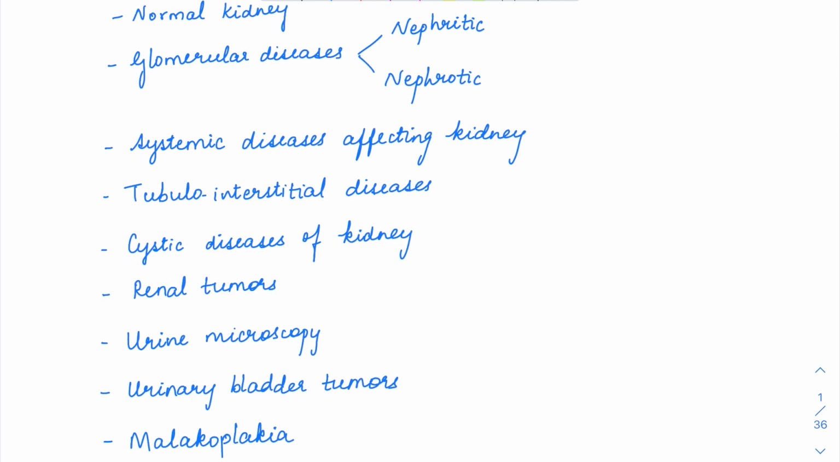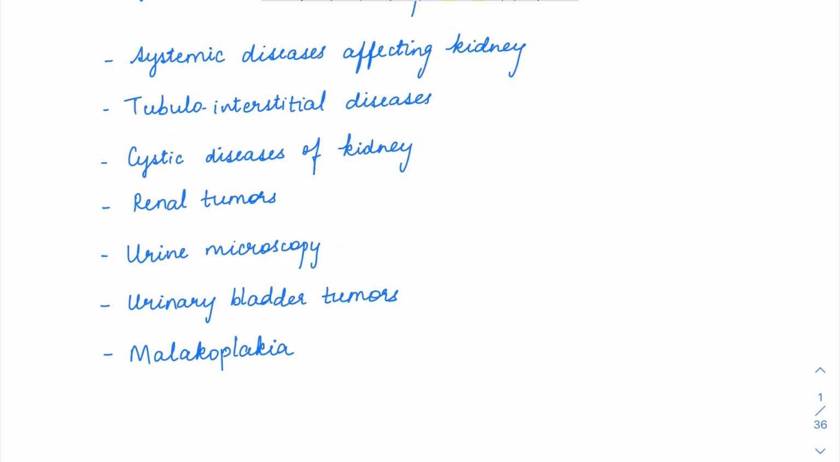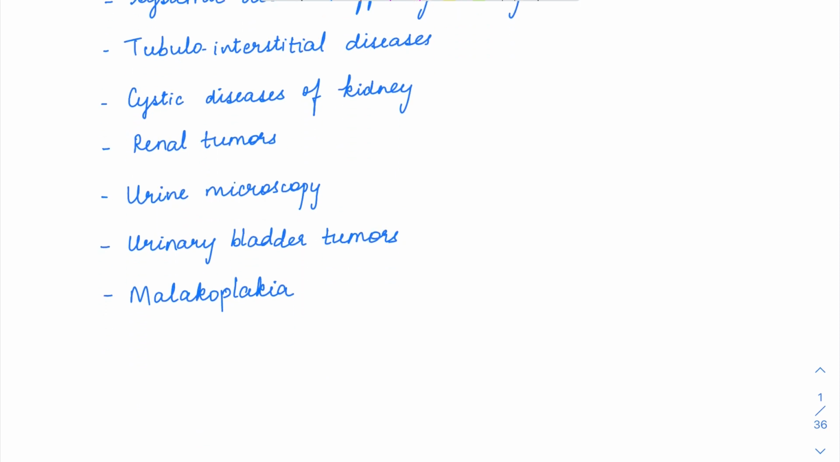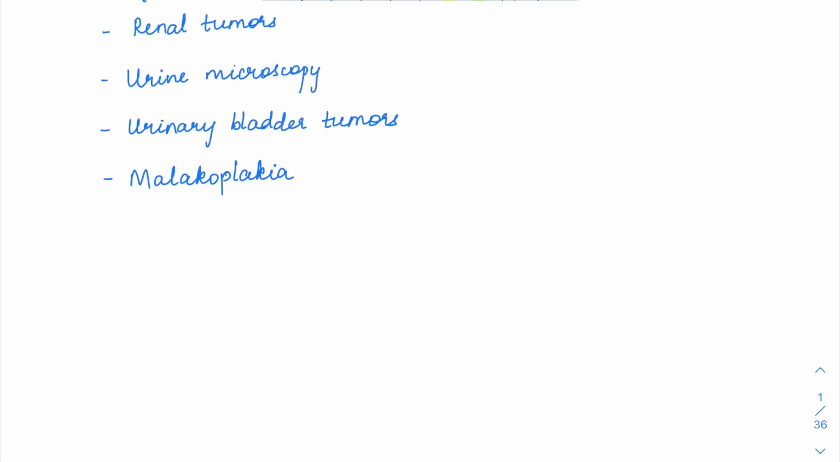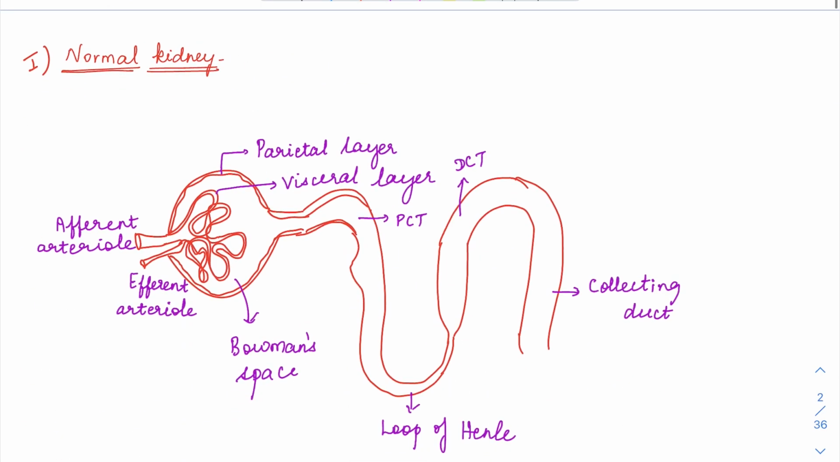Then we'll see the systemic diseases which affect the kidney. Then the tubulointerstitial diseases and the cystic diseases of the kidney. Then the renal tumors. Then the various microscopic features of urinary examination. And then urinary bladder tumors and malakoplakia. So let's start with the normal structure of the kidney.